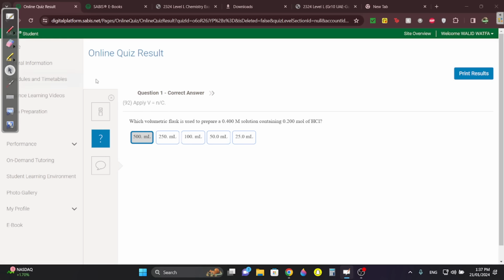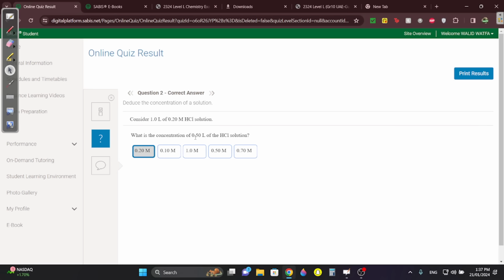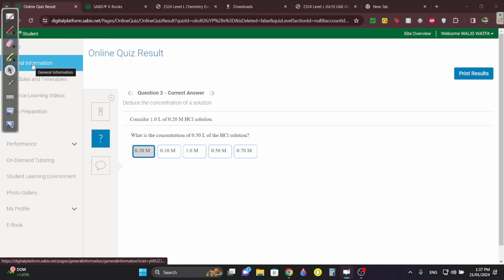Okay, question two, what is the concentration? They're saying there's 1 liter of 0.2 molar concentration of HCl. What's the concentration of 0.5 liters of that same solution? The way our chemistry teacher explained it, if you get a big jug of tea and you pour it across 5 cups, and the big jug has 0.2 concentration, then all the 5 cups will also have 0.2 concentration.